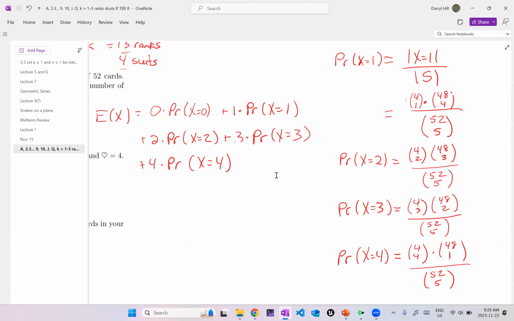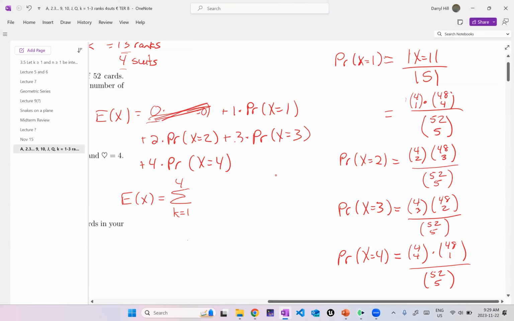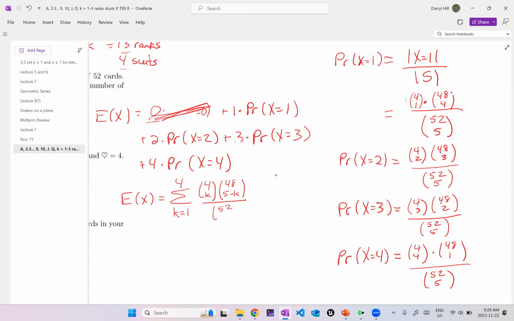We also have to multiply them times their k value. Of course, this is 0, so we can skip that. All right, interesting. Okay, so this is our formula. The expected value of X is equal to, I'm going to write this as a sum, and since we're ignoring k equals 0 because that is just 0, we're going to take k equals 1 to 4. And if I look at the pattern, it's 4 choose k, and then 48 choose 5 minus k, all over 52 choose 5.